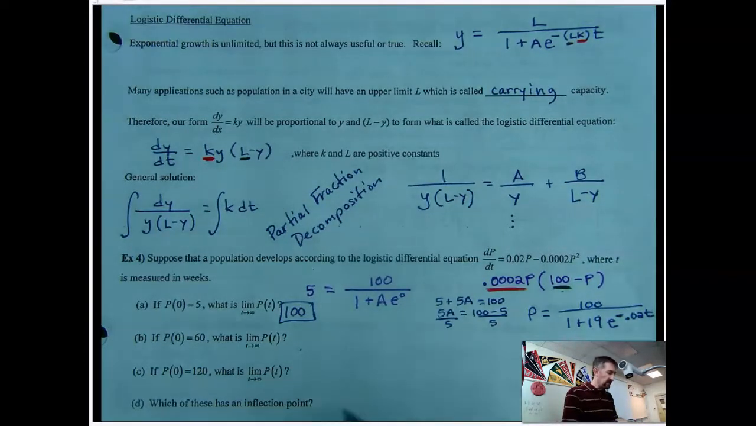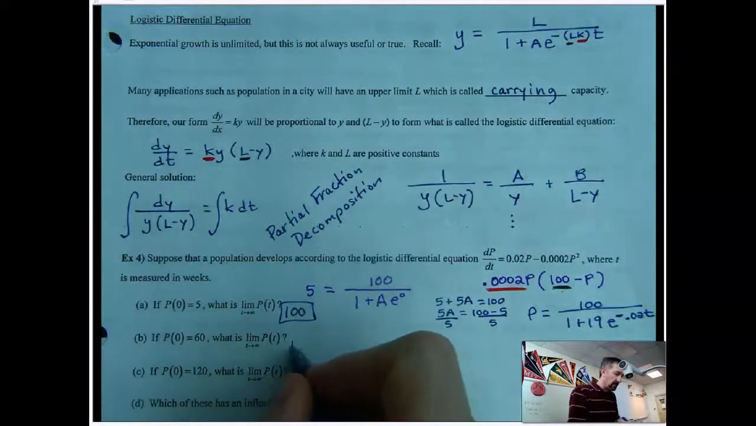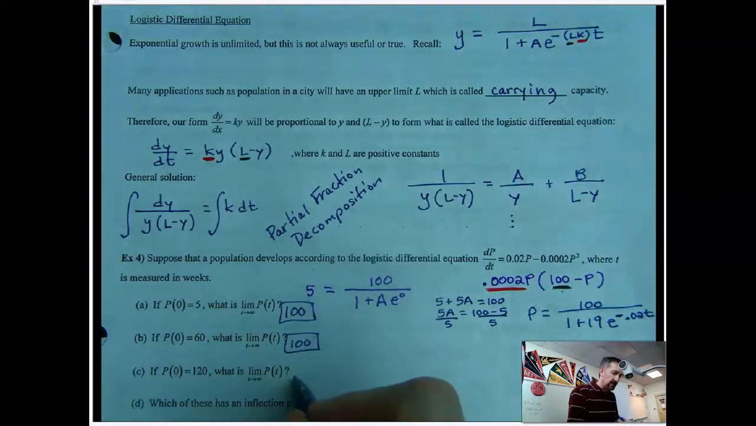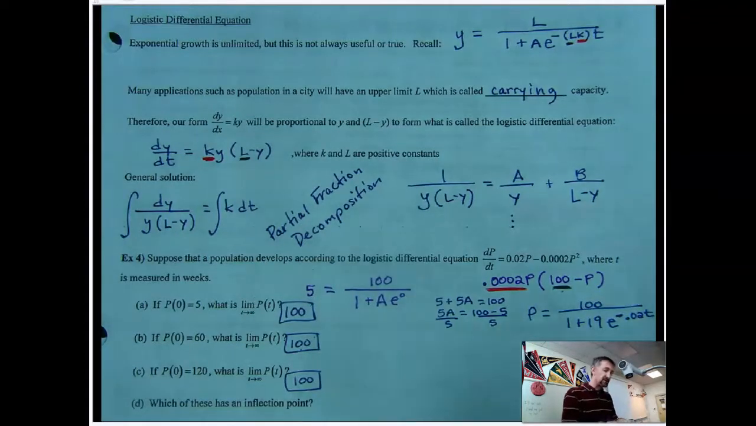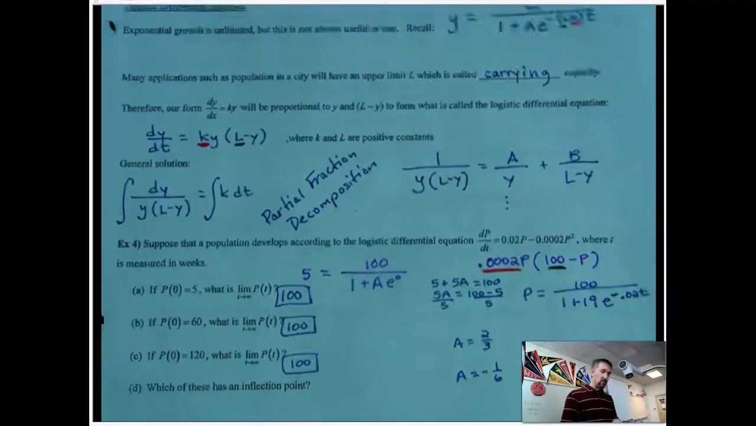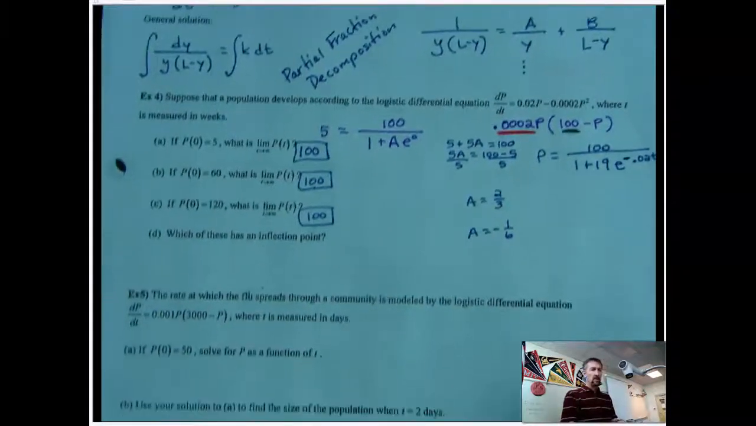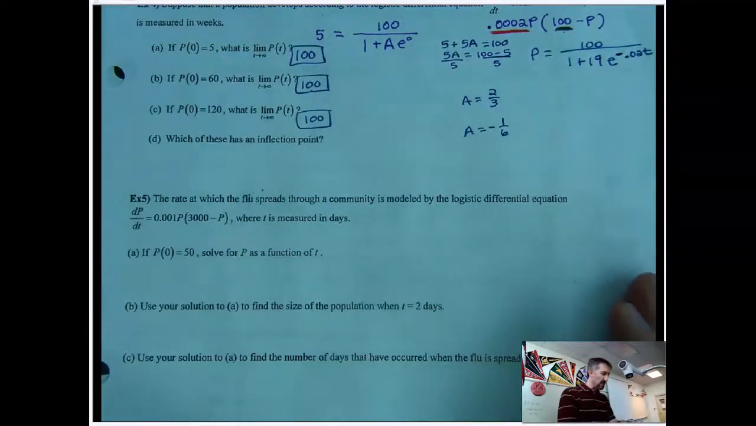Now, for these other versions here, that will also be 100, and that will also be 100. All we'll be changing is the value of a. And if you're curious and you want to work those out, this A will end up being 2/3, and this A will end up being negative 1/6. Okay? And I'm not really worried about which one has an inflection point, because like I said, it's not that important. So I just want to wrap this up with this last example.